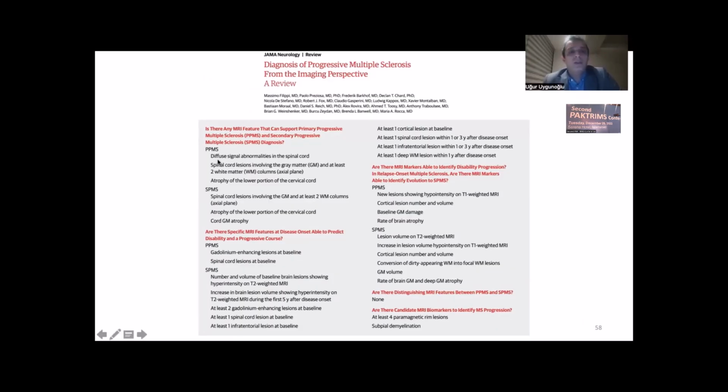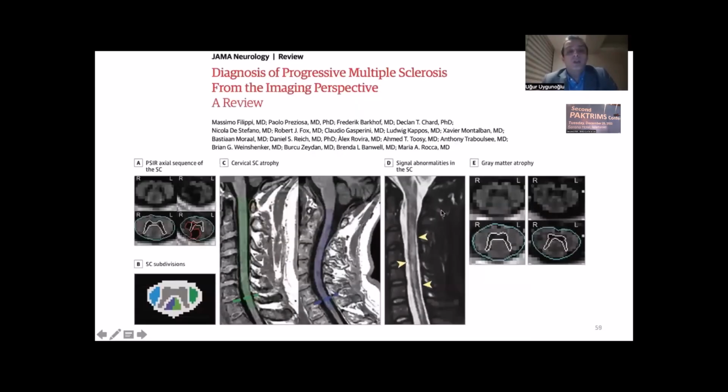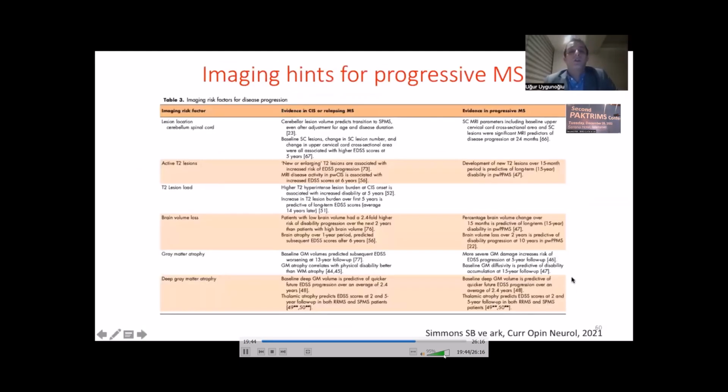For primary progressive MS: diffuse signal abnormalities in the spinal cord, lesions involving gray matter and at least 2 white matter columns, and atrophy of the lower portion of the cervical spinal cord. And for secondary progressive multiple sclerosis: spinal cord lesions involving the gray matter and at least 2 white matter columns, and also atrophy of the lower portion of the cervical spinal cord. So you might measure the spinal cord volume, and follow up the patient with MRIs, to see whether the patient is turning to the progressive phase over time.